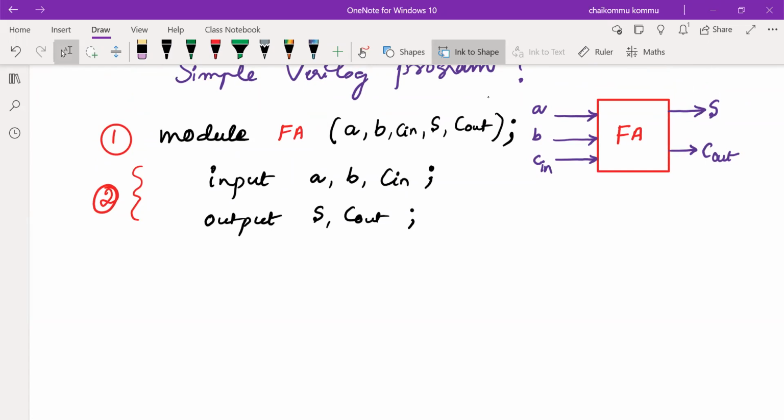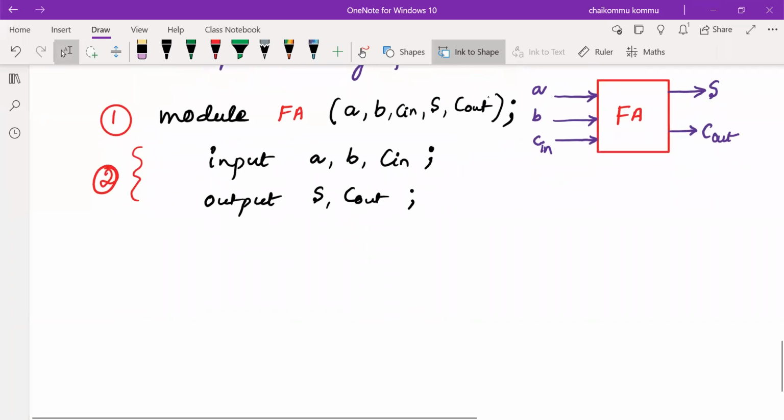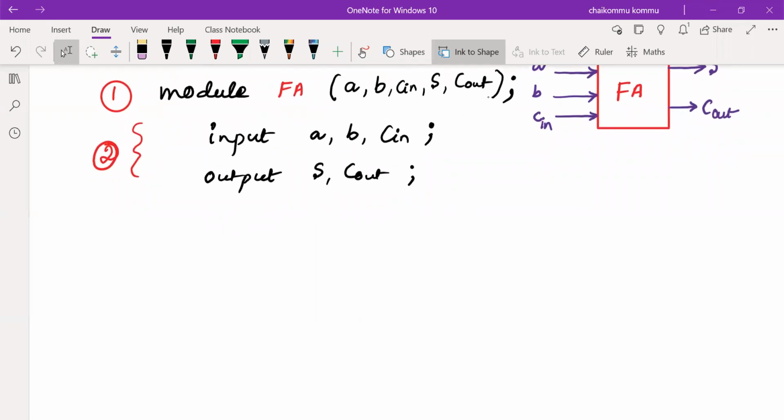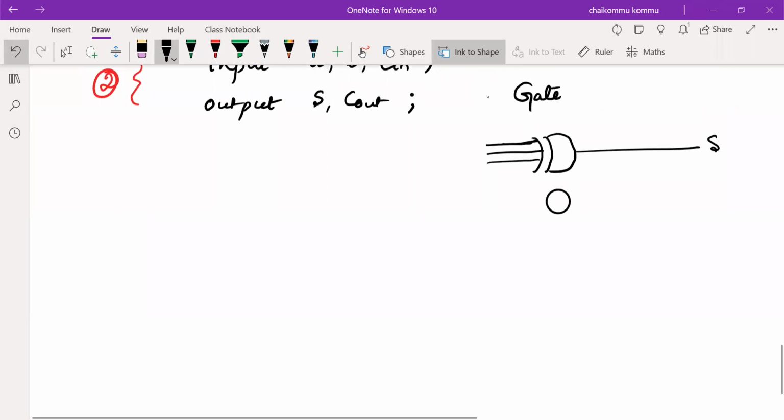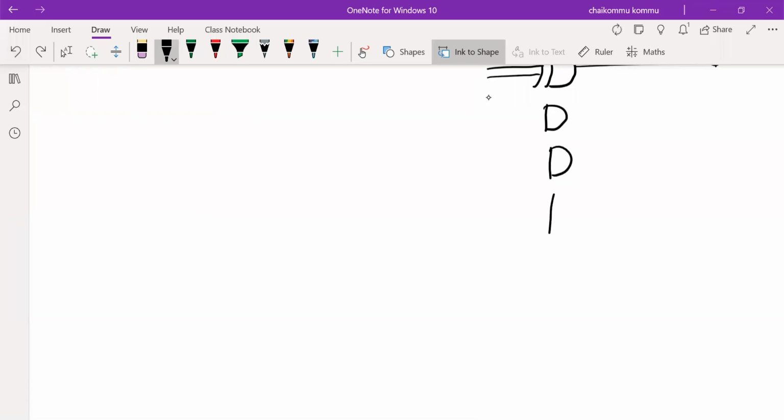So far we have seen the external view of the design. What is the internal view of this design? The internal view of the design I'm describing with the help of gates. So I have an exclusive OR gate, a 3-input exclusive OR gate I'm considering, with inputs A, B, CIN. This is the sum signal. Then an AND gate, another AND gate, another AND gate, and an OR gate. So 1, 2, 3, 4, C out.